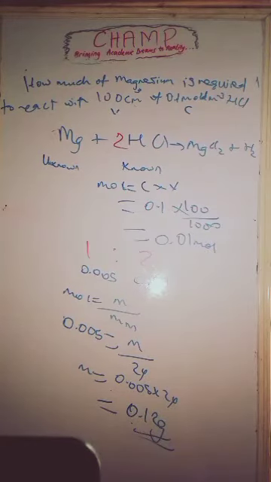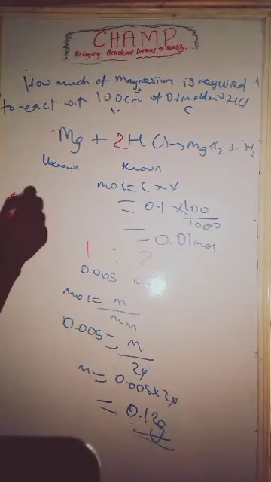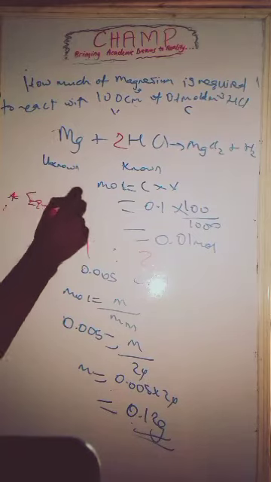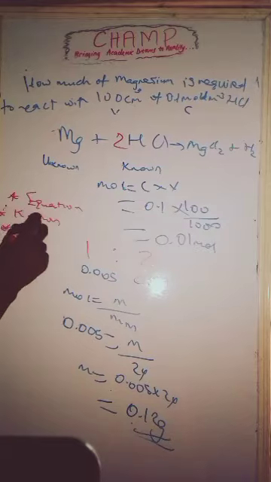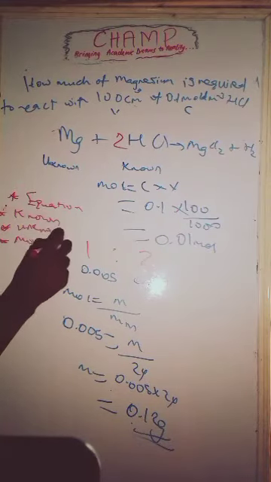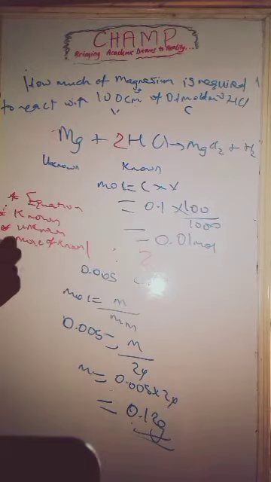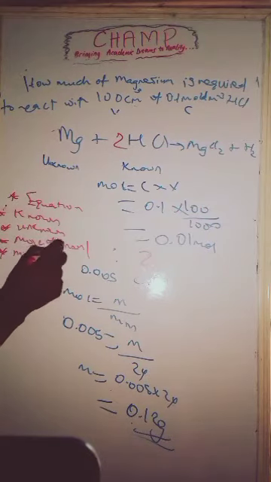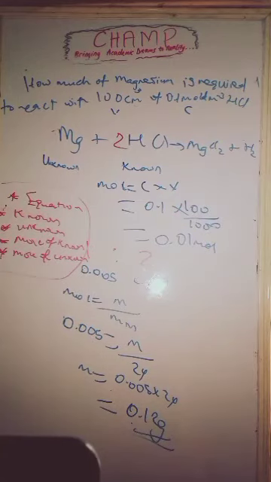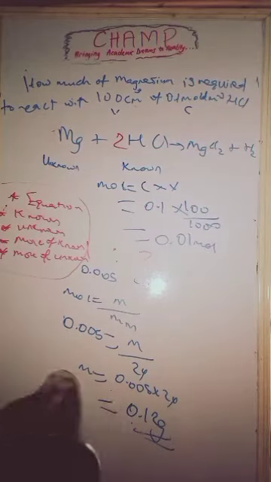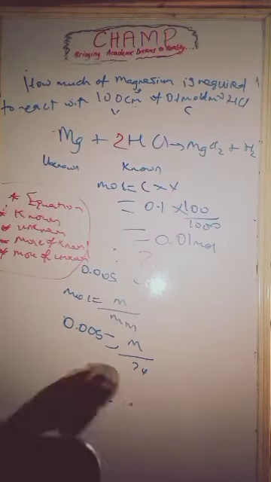Let me make a sketch of the procedure again. You write your equation of reaction, then you write out your known, write out your unknown, then find the mole of your known. Then use the mole of your known to get the mole of your unknown. So this will always give you the answer. So you follow these 5 steps. Yes, let's take another one now because of time.